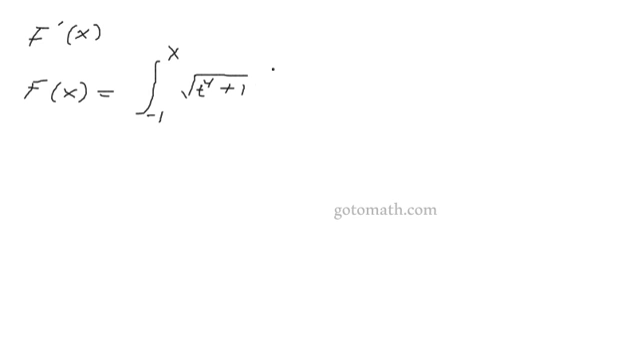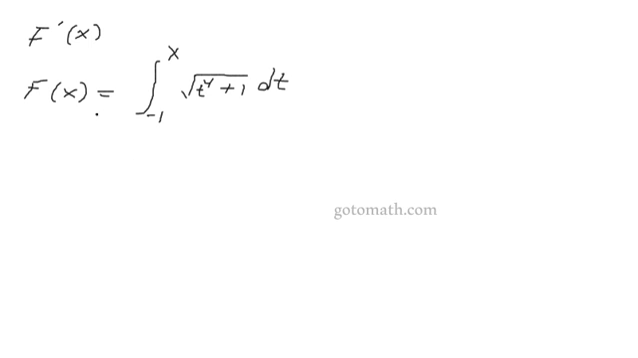So the goal here is to find f prime of x. Now we're given, go ahead and rewrite it up here, f of x is equal to the integral between -1 and x, and this is our f of t in here, which I'm just going to go ahead and write, the square root of t to the fourth plus 1 dt. We want to find f prime of x.